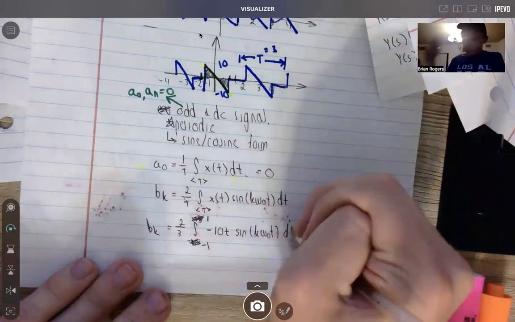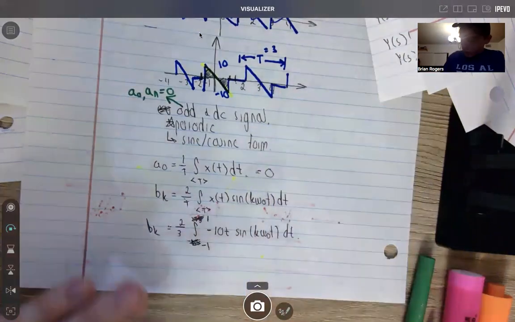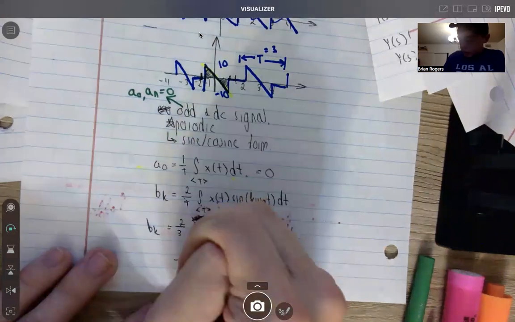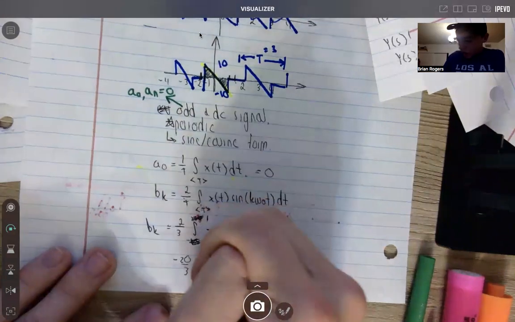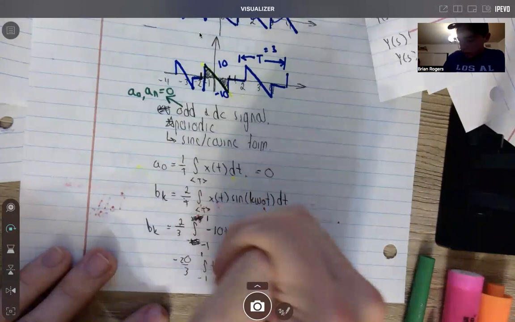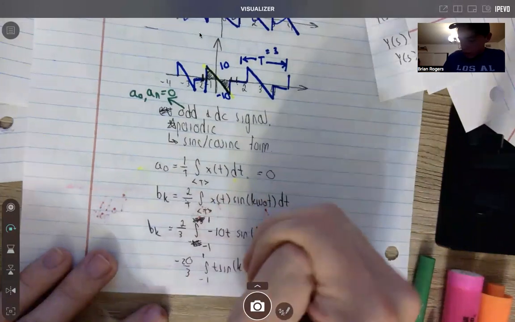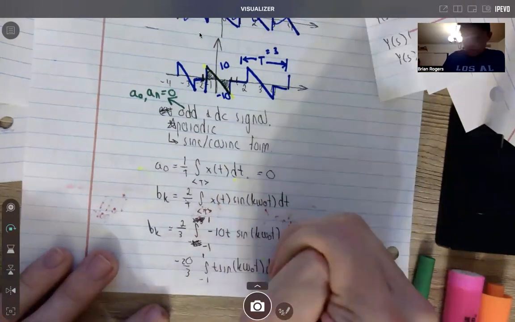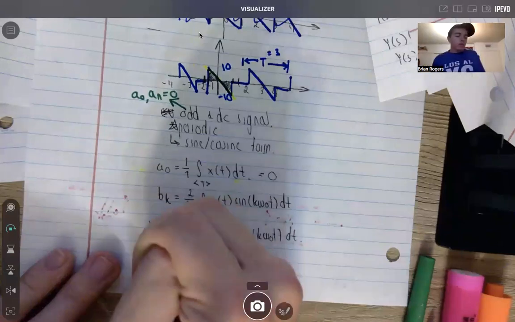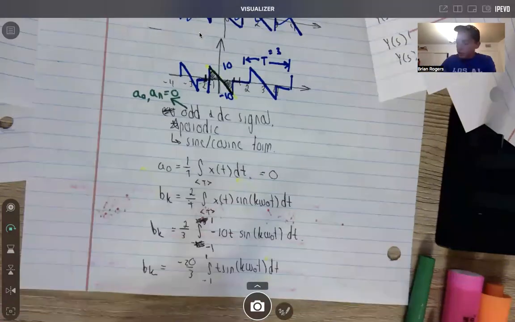So take that out in front. You've got negative 20 over 3, and then from negative 1 to 1, t sine k omega naught t dt is equal to b of k. So we now know what we have for b of k's here.